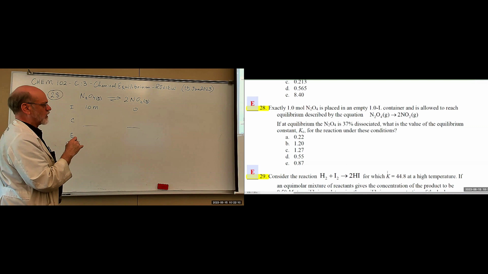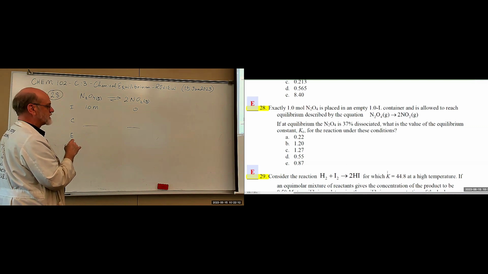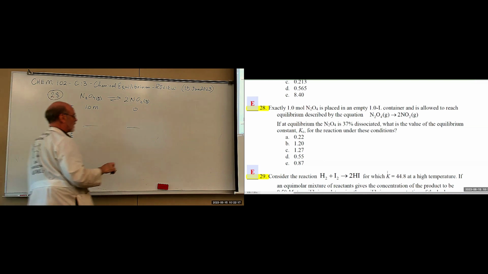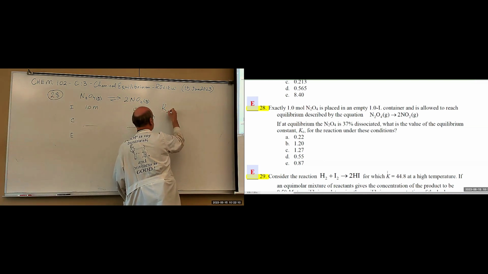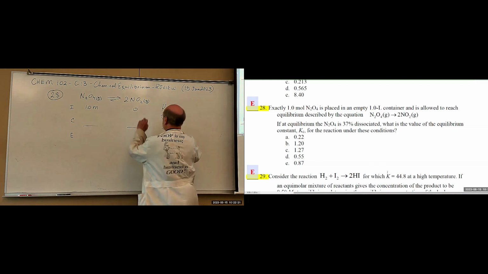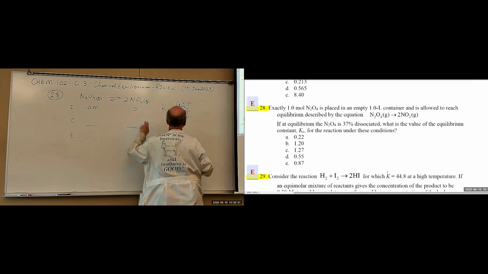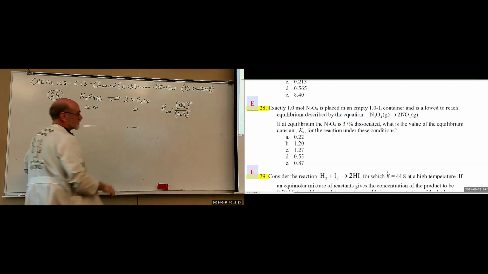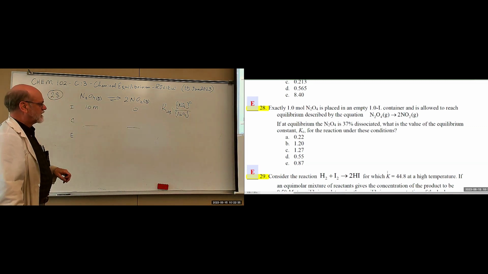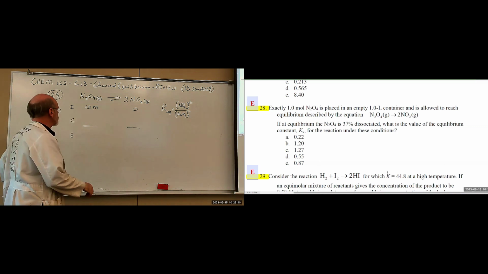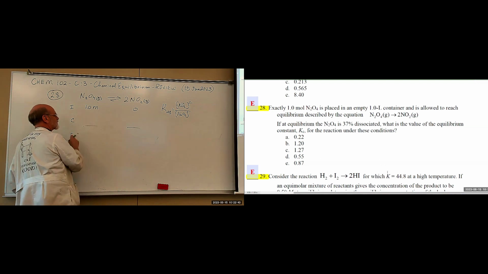So what is it asking for? What's the value of the equilibrium constant in terms of molarity? Okay, so we are looking for KEQ for this one, which would be NO2 squared over N2O4, the first power. Right. We're also told what else? At equilibrium, N2O4 is 37% dissociated. So it's 37% of 1.